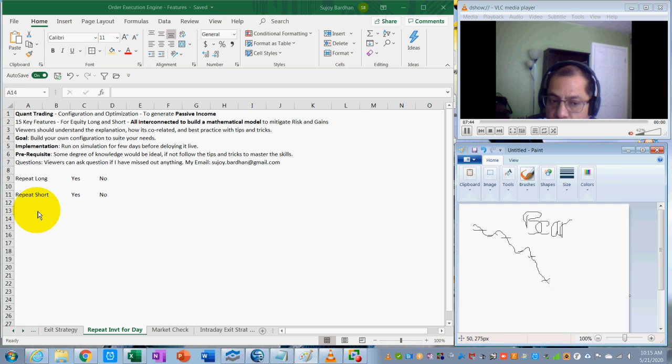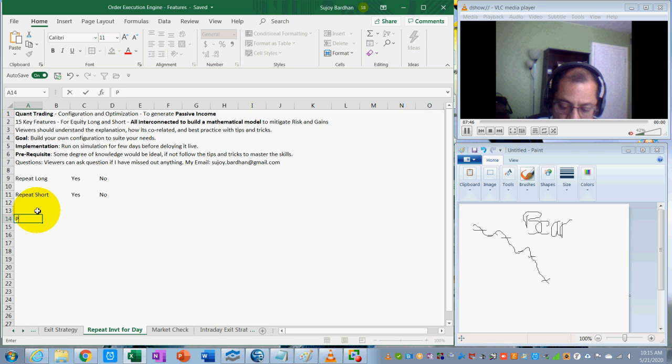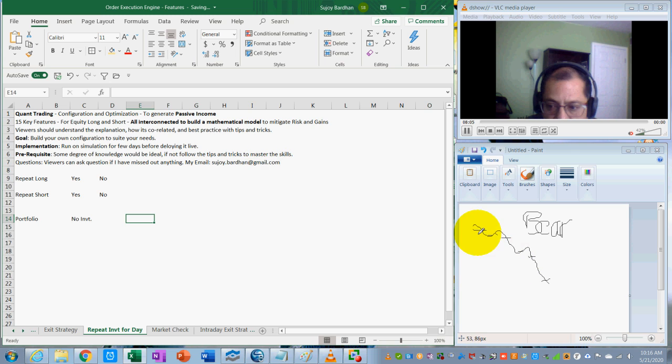But the point to make a note of is, if this stock is holding on your portfolio, then it will not invest again. What it means is, unless and until the stock gets settled here, as I said, it got settled here, it again went short, again it got settled, and so forth. Unless it gets settled, it will not reinvest.